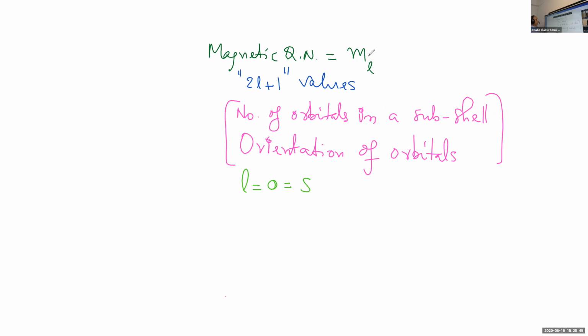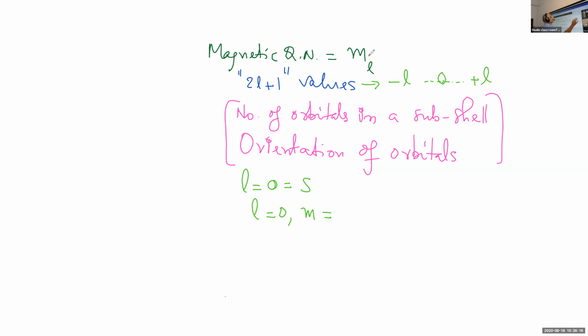You find out the total number of m values. If L is equal to 0, what will be the m values? There can be totally 2L plus 1 values, starting from minus L to plus L, minus L to plus L through 0.